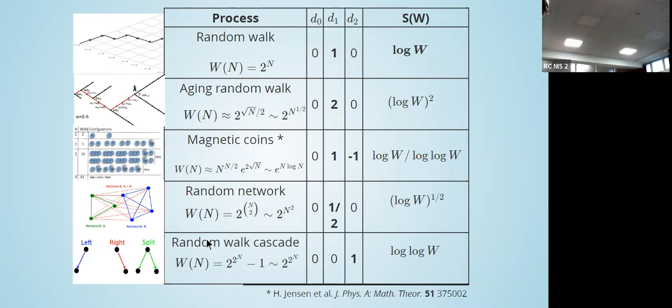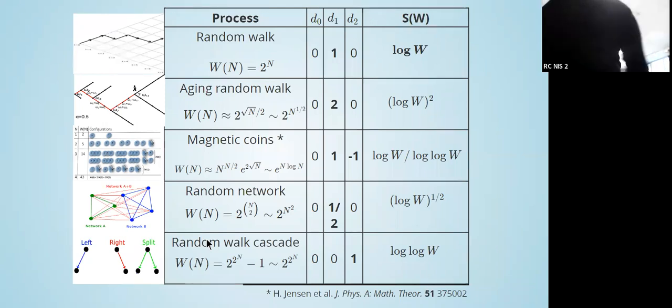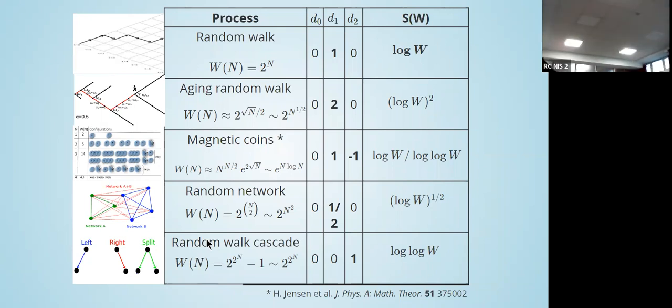Then what you can think of is the random network. So basically, I have n nodes, and then I say each link between the nodes is my state. So basically, I can have a weight on each link or something like that. And then, of course, the number of links goes like the binomial coefficient n over 2. And so then we get that the number of states grows like 2 to n squared. So then basically this d is 1 half. And then it means that the extensive entropy is log W to 1 half.